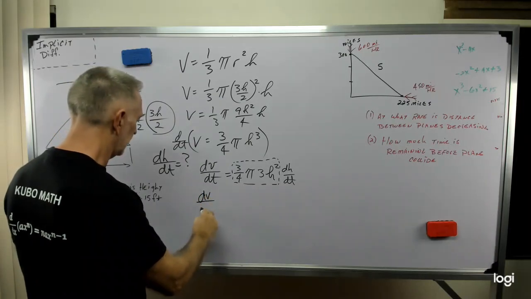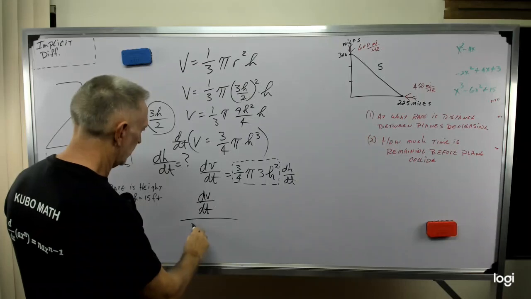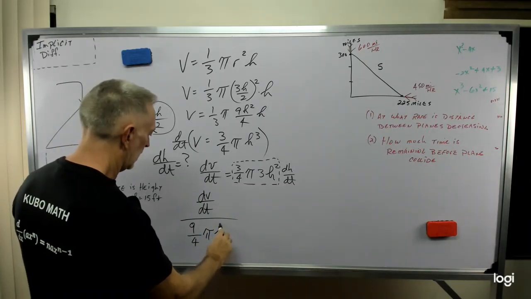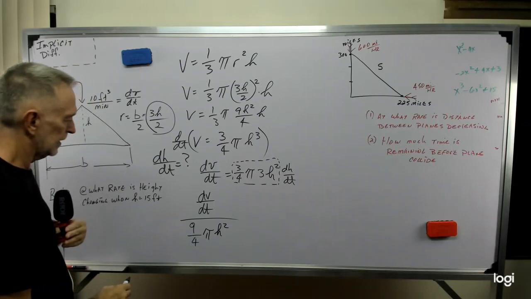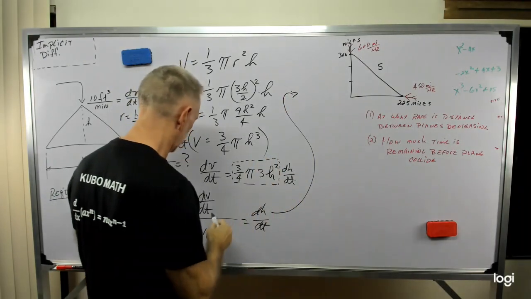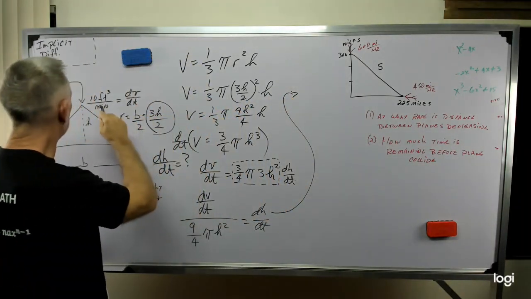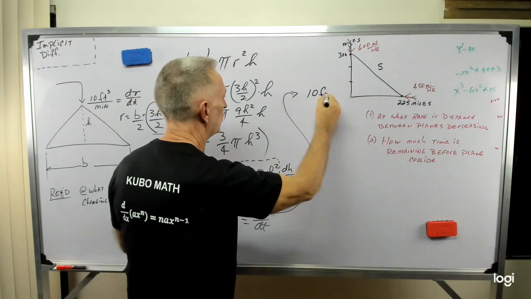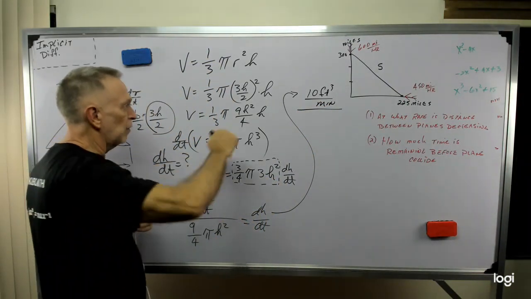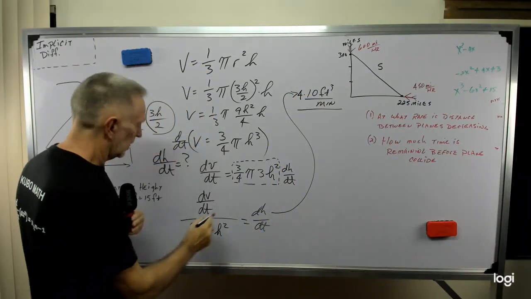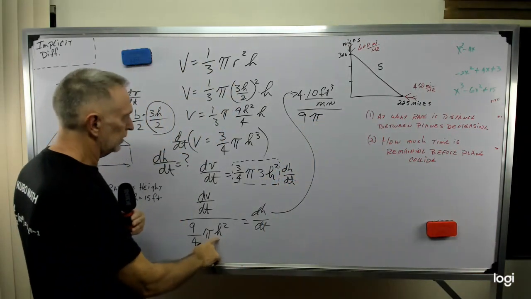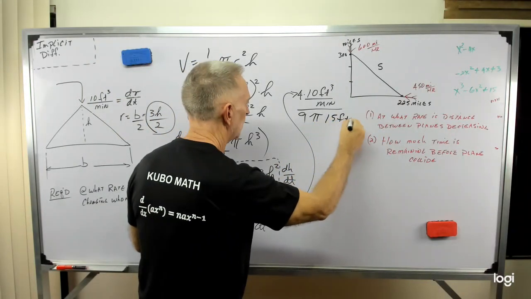So here I have dV/dt divided by, say, 3 times 3 is 9, so I have 9 over 4 pi h squared. Okay, that equals dh/dt. Now let's go up here. So I have 10 cubic feet per minute divided by, I'm going to flip the 4 up here, so it'd be 9 underneath, pi times 15 feet squared.